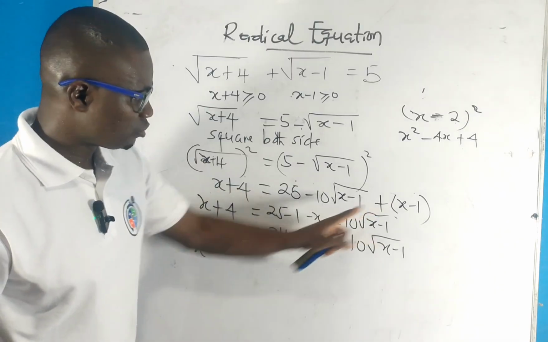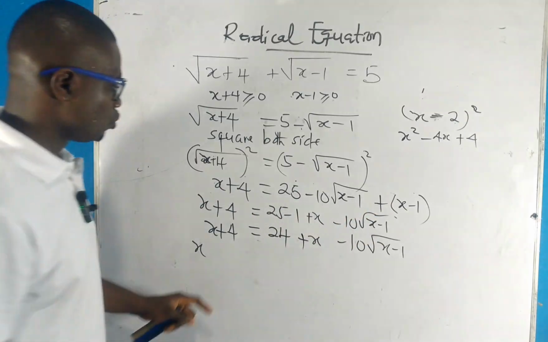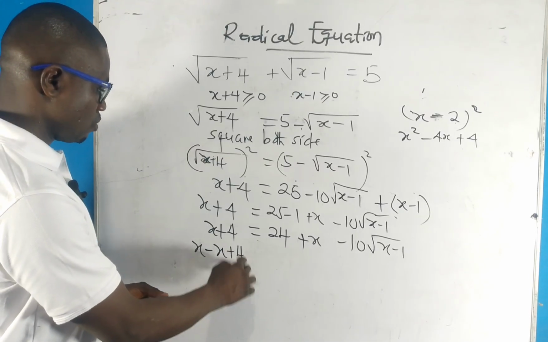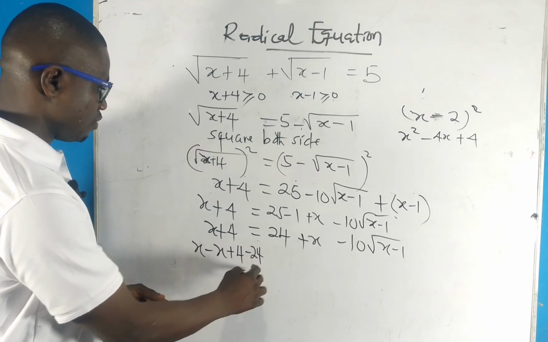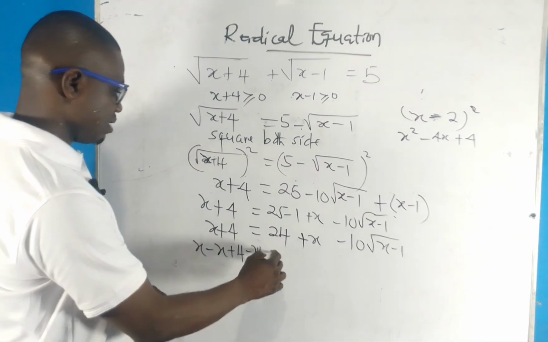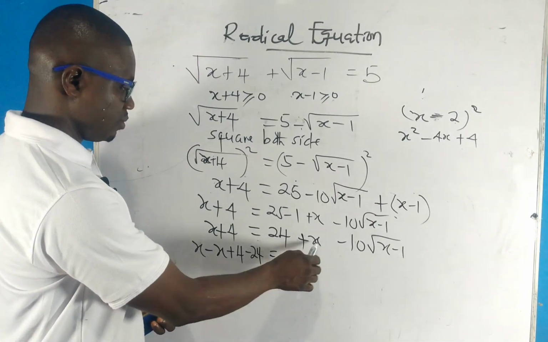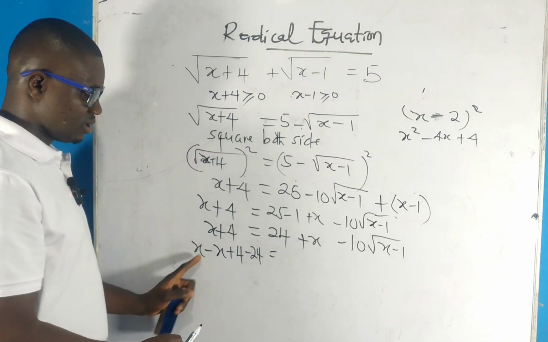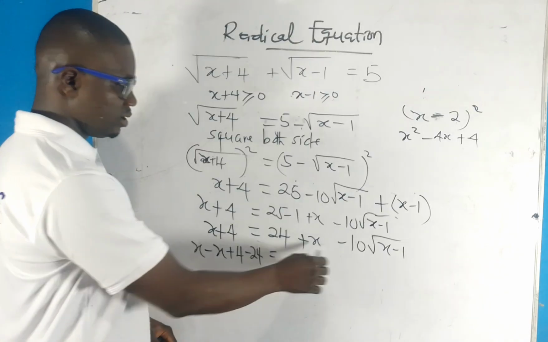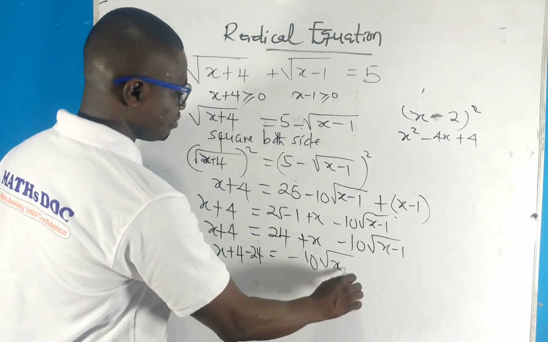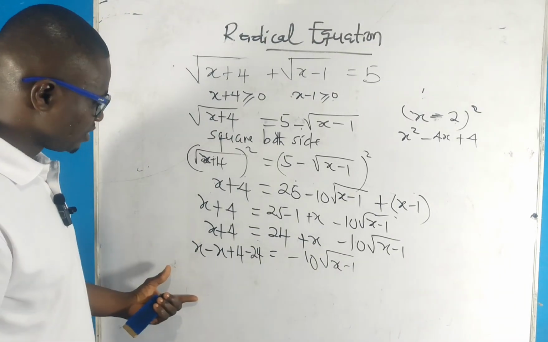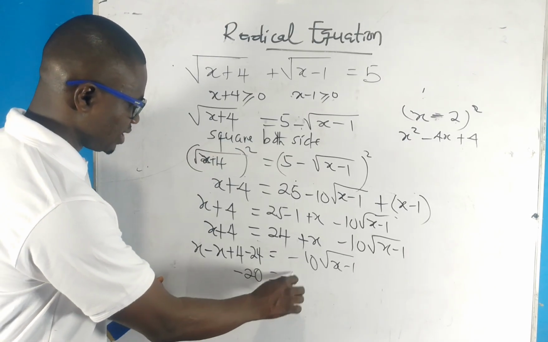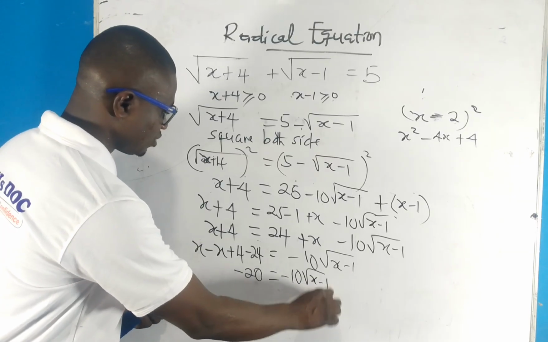Now moving these values to the other side, our x is positive. So we have x plus x plus 4 minus 24, so all these values come to the left hand side. I believe that you get it from the steps. So the x terms combine and we're going to have minus 20 is equal to minus 10 root x minus 1.